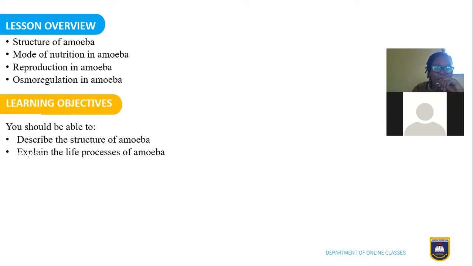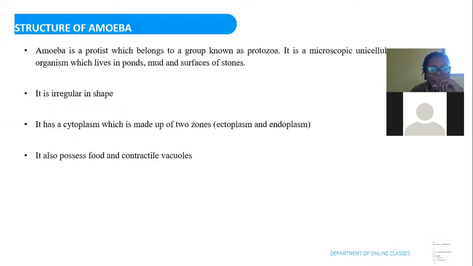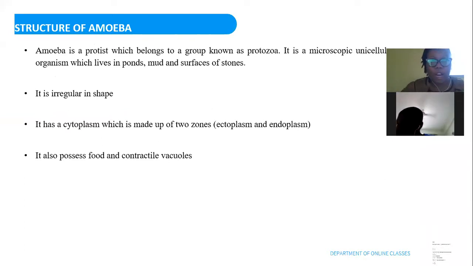At the end of the class, you should be able to describe the structure of amoeba and then explain their life processes. Now, let's talk about the structure of amoeba. Amoeba is a protist, okay? It's normally a unicellular organism.